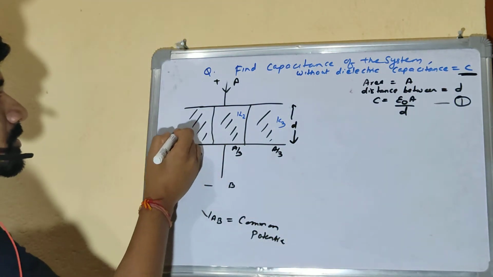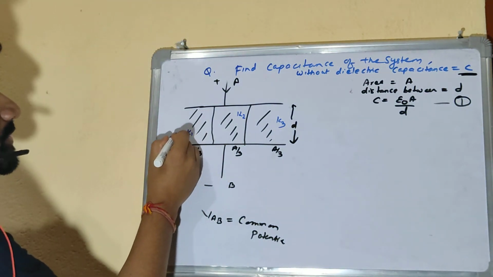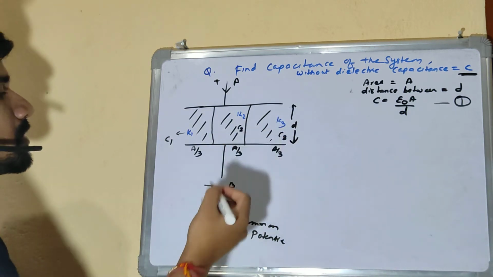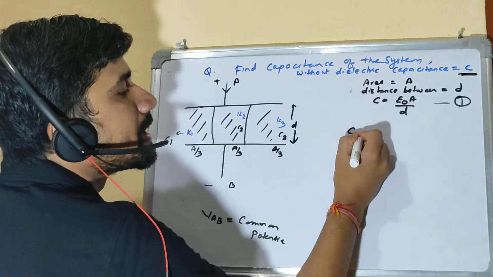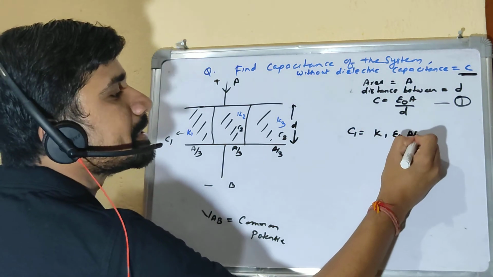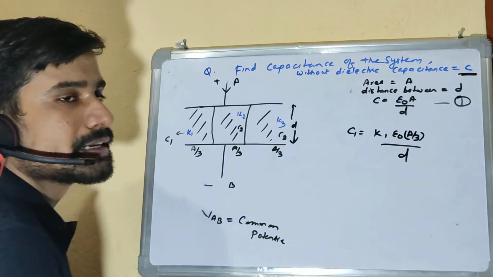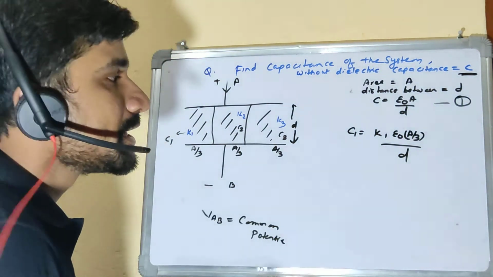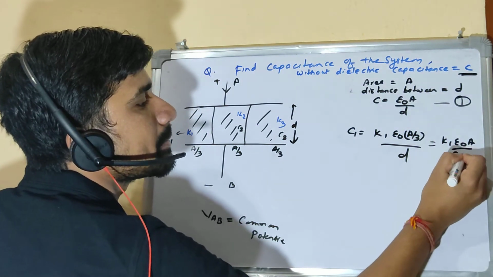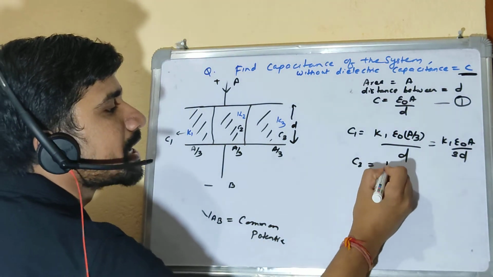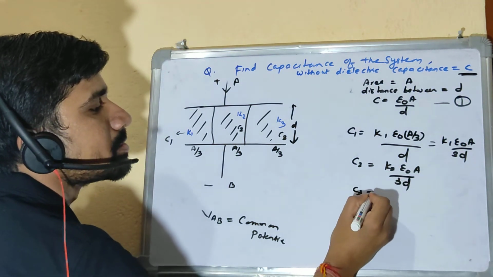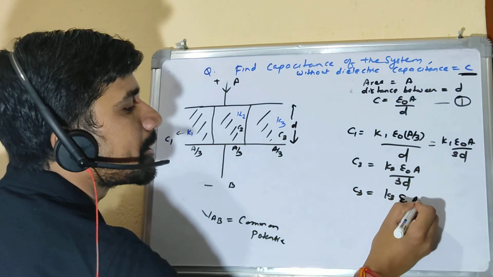So for the first capacitor, the capacitance is C1, for this one it is C2, and here it is C3. So C1 will be nothing but K1 epsilon naught A by 3 upon D, since it is one third of the area. So this becomes K1 epsilon naught A by 3D. Similarly, C2 becomes K2 epsilon naught A by 3D. C3 becomes K3 epsilon naught A by 3D.